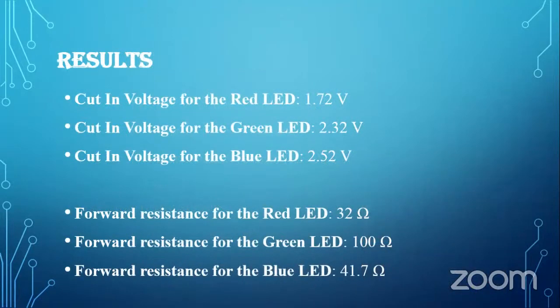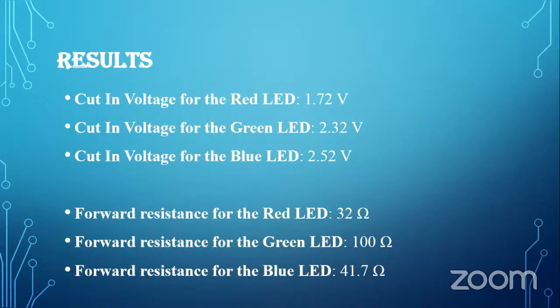So, the final results obtained after performing this experiment are as follows. The cut-in voltage for red LED is found to be 1.72 volts. The cut-in voltage for green LED is found to be 2.32 volts. And the cut-in voltage for the blue LED is found to be 2.5 volts.